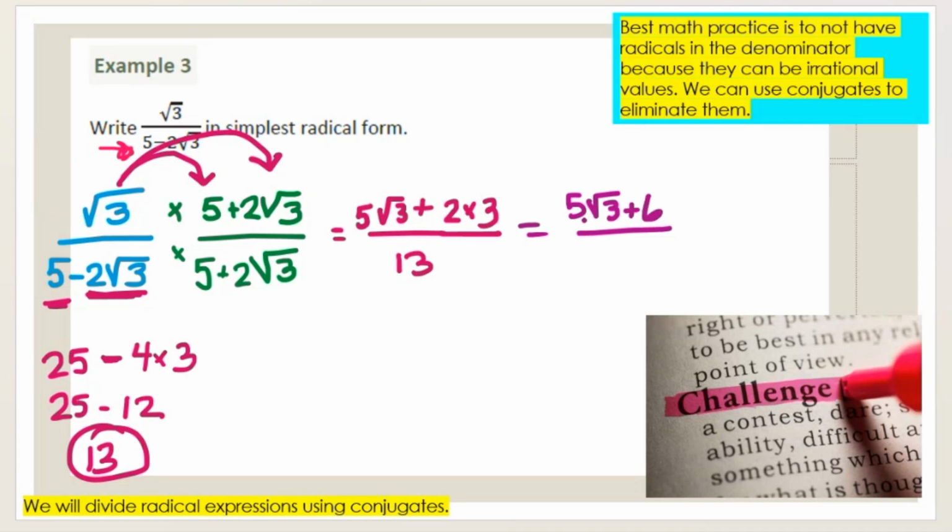I can't combine 5 square root 3 plus 6 because one has a radical, one does not. They are not like terms. And then I just bring that 13 over. And this here is what we're looking for when we want to simplify this division problem.